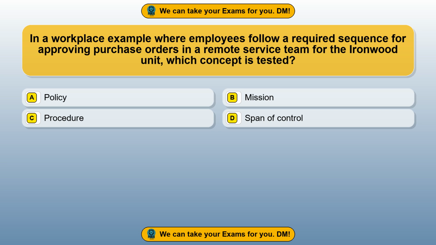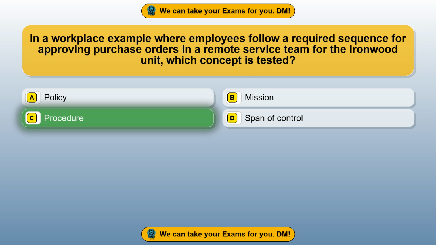Question 37. In a workplace example where employees follow a required sequence for approving purchase orders in a remote service team for the ironwood unit, which concept is tested? Option A, policy. Option B, mission. Option C, procedure. Option D, span of control. The correct answer is option C, procedure.